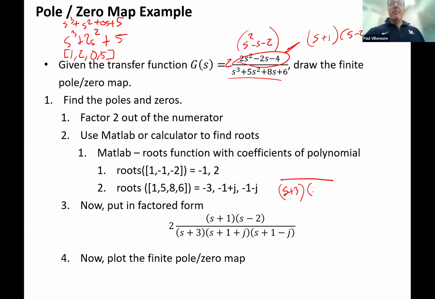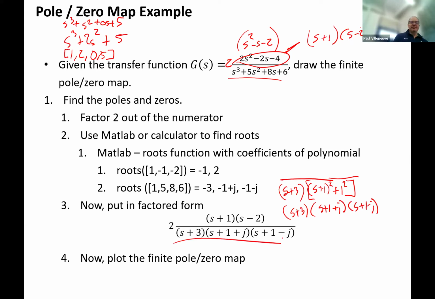And then you have, do you remember how we wrote it when we were trying to get it standardized? We said s minus the real part, quantity squared, plus the imaginary coefficient squared. Okay? That is exactly the same as s plus 3 times s plus 1 plus j times s plus 1 minus j. That's what we have over here. Okay.